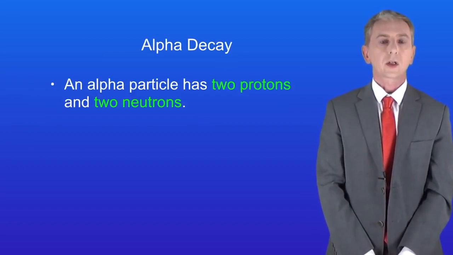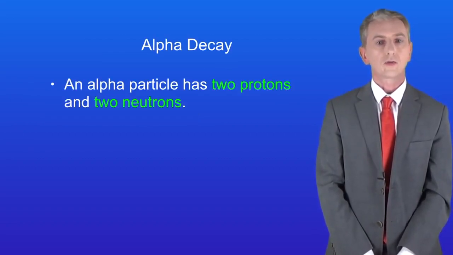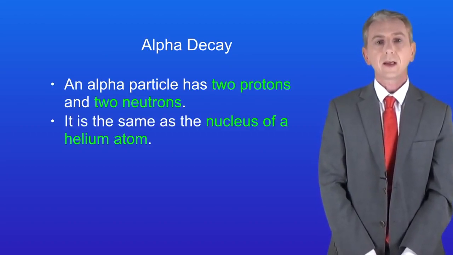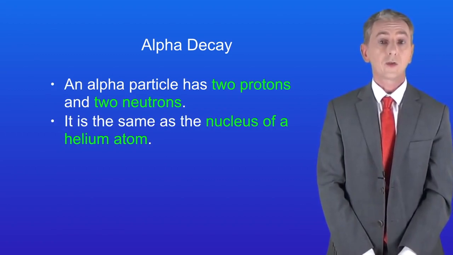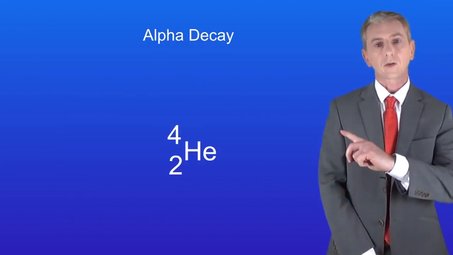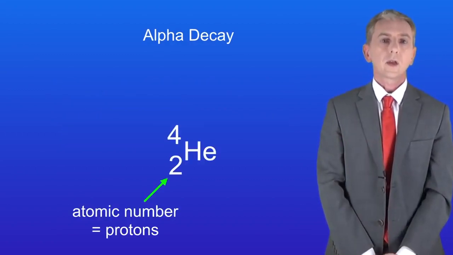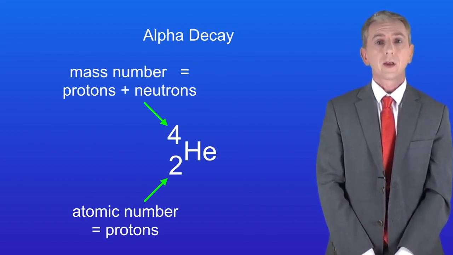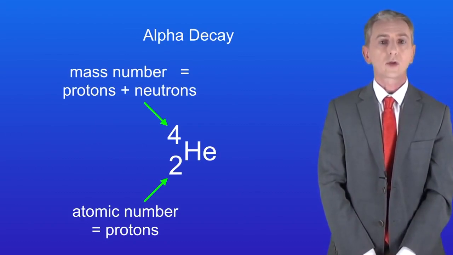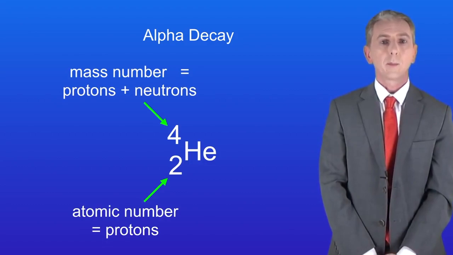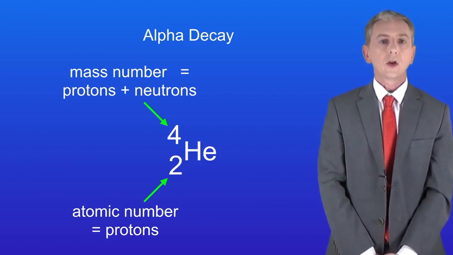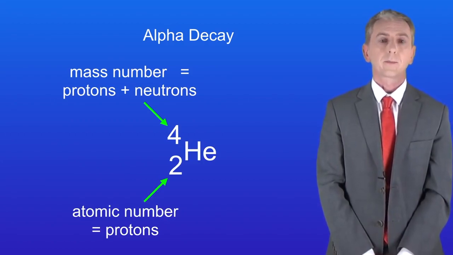Remember that an alpha particle has got 2 protons and 2 neutrons, so it's the same as the nucleus of a helium atom. Scientists represent an alpha particle by using the symbol for helium, like this. So looking at the atomic number, which is 2, we can see that an alpha particle contains 2 protons. The mass number 4 tells us that the alpha particle has got 4 protons and neutrons added together, so it must have 2 neutrons.